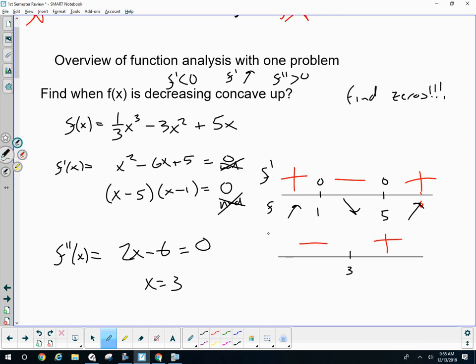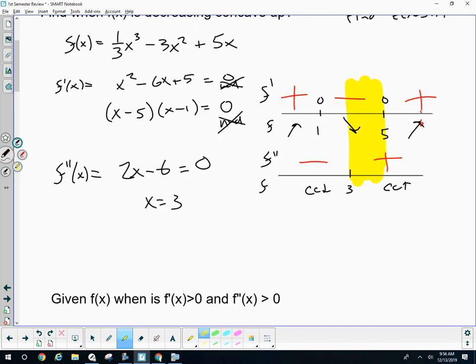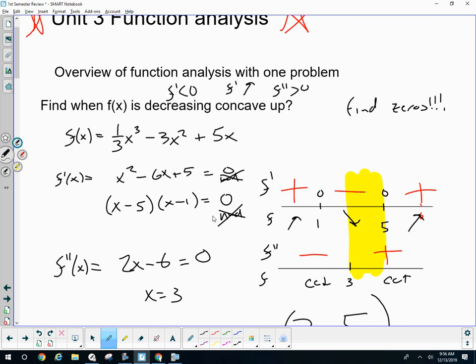Now the signs of f double prime tell me if f prime is increasing or decreasing. f prime's decreasing, f prime's increasing. But what that tells me is whether f is concave up or concave down. Here, f would be concave down. Here, f is concave up. When are we decreasing and concave up? Decreasing and concave up is this interval right here, 3 to 5. This is, in a nutshell, all of function analysis. If we could do this, we're good.